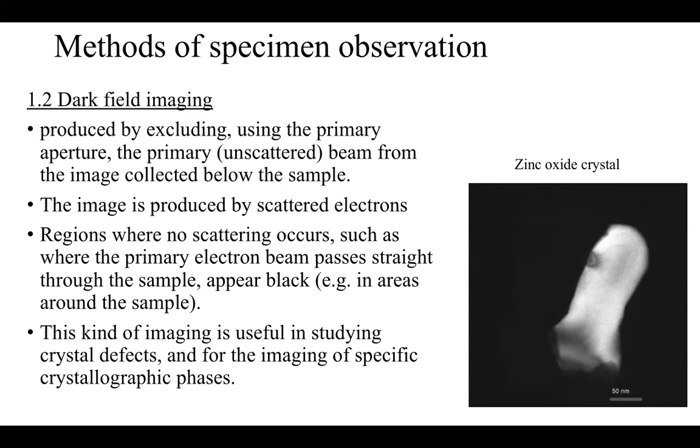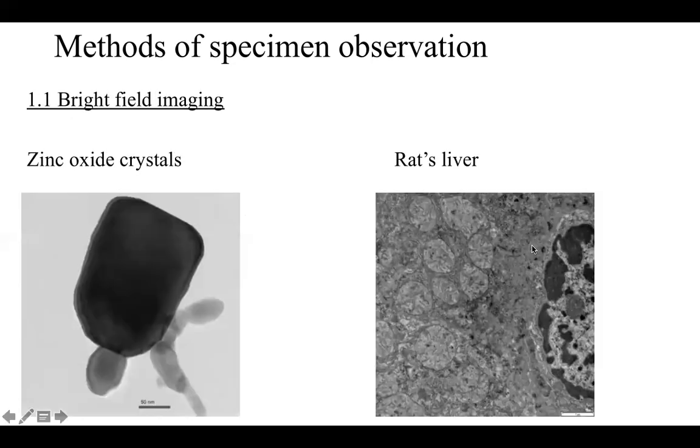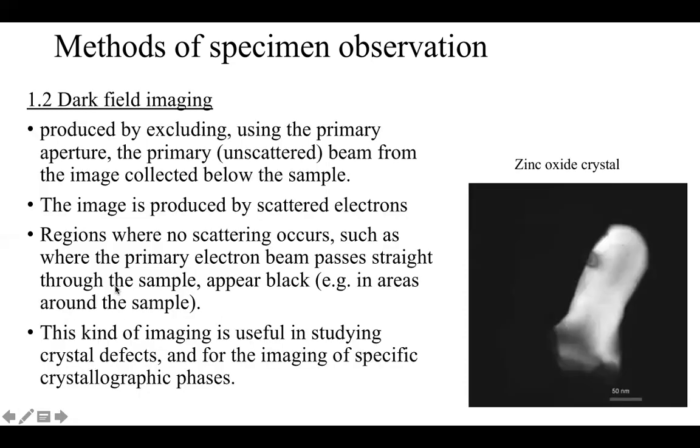Unscattered electrons don't lose their energy, and they don't deviate from their original path. These electrons are removed. Only the electrons that interacted with the sample will be imaged. So this is the same zinc oxide crystal that we observed earlier. Under bright field imaging it looks like this, but in the dark field you don't have the background because it's black: unscattered electrons are now removed using the aperture, and only the interacted electrons are allowed to come through. The image is produced using only the scattered electrons.